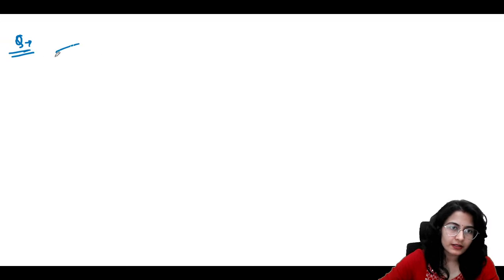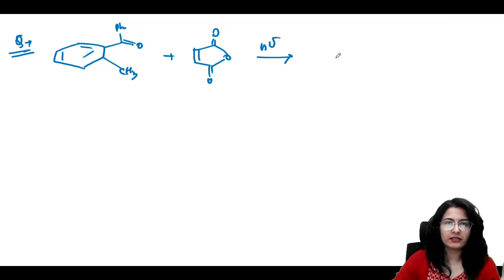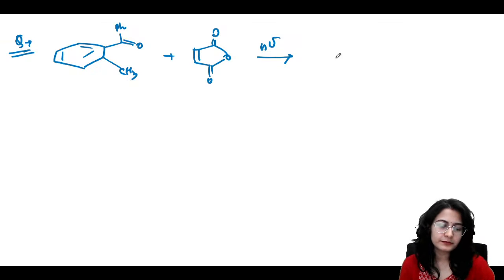सो वी आर हैविंग दिस मॉलिक्यूल, दीज टू मॉलिक्यूल्स वी हैव टू रिएक्ट. ये हमें दो मॉलिक्यूल रिएक्ट करवाने हैं, दिस एंड दिस, in the presence of light. How are they going to react?